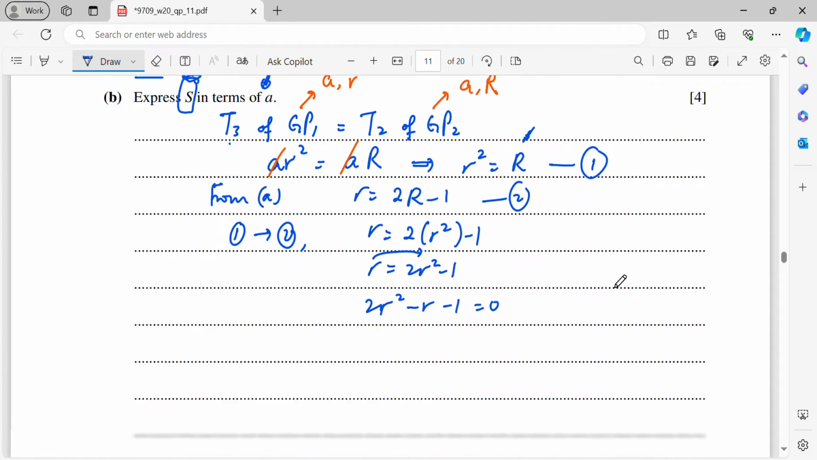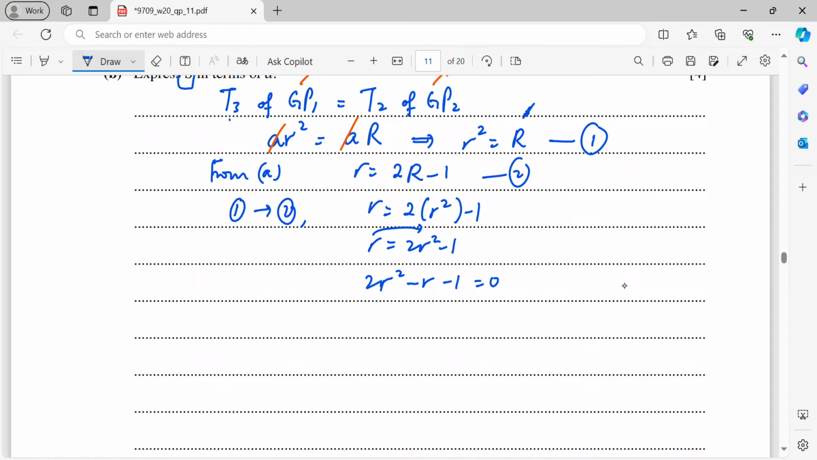Okay, and then factorize this quadratic equation. You will get r minus 1 times 2r plus 1 equals 0. You can factorize this using a calculator, or you can just use this method. To get 2r squared is 2r times r. To get 1, it will be 1 times 1 first. The sign for the last column depends on here. Minus times plus is a minus. So one of them is minus.